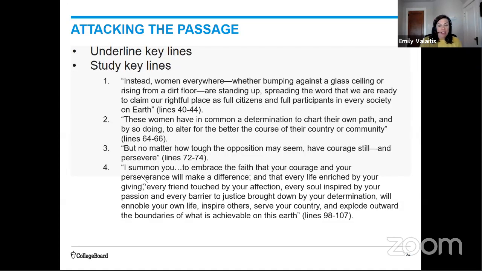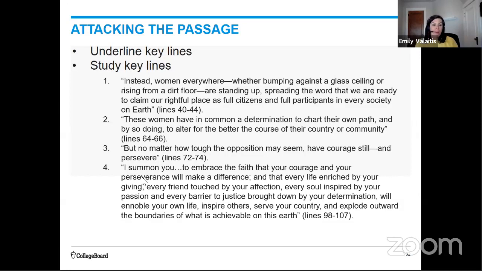Then in the second, she says in line 64 to 66, after giving the examples of women all over the world, she says, these women have a common determination to chart their own path. She says, be your own person. And if you do so, it will positively impact both your community and your country. It will have both small and large benefits.